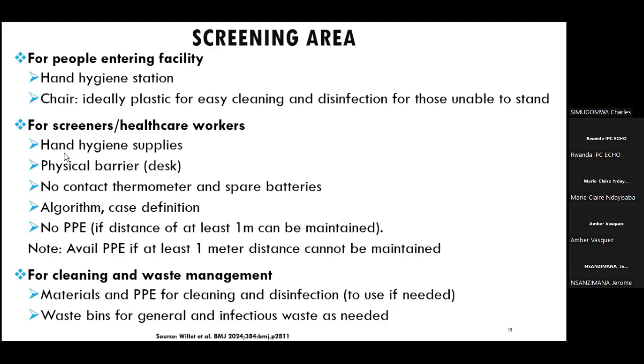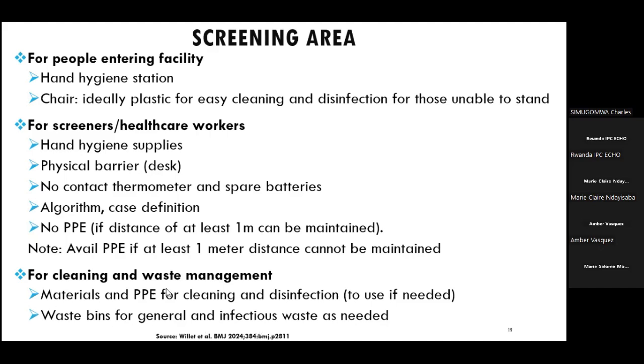And then for the screener, we must also have hand hygiene supplies, a physical barrier whenever possible, a table or a desk to keep 1 meter apart. We must use a non-contact thermometer and spare batteries, because you cannot stop the screening because the battery is over. We must have a case definition and the algorithm, what to do after seeing a positive case, or what is the next step. If we can keep 1 meter, we do not need PPE, but if we cannot keep that 1 meter apart, we must have basic PPE.